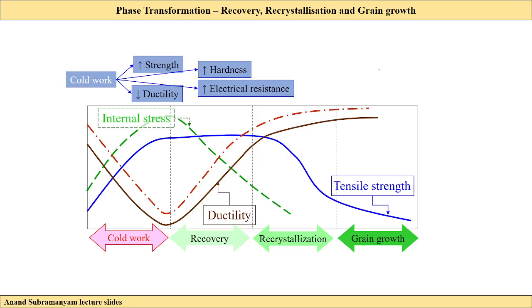Now, if my strength increases, the hardness of the material will increase. If my strength increases, then my ductility will decrease. That is obvious, because ductility is nothing but the maximum amount of length that you can deform a material.